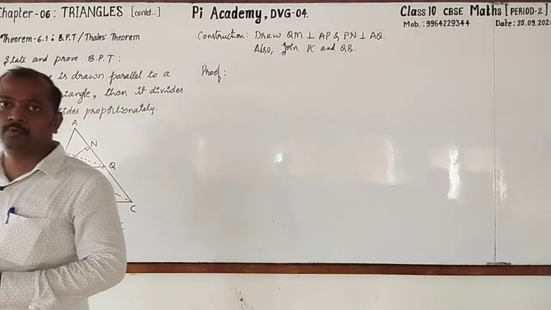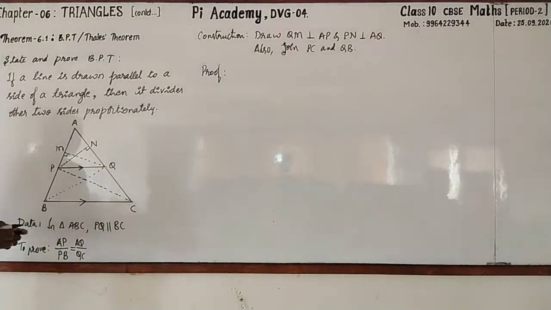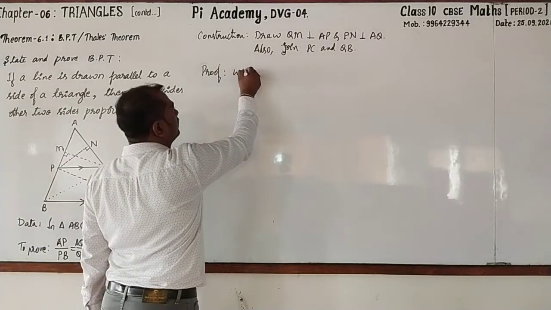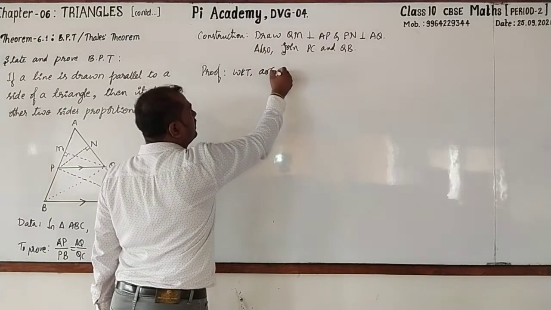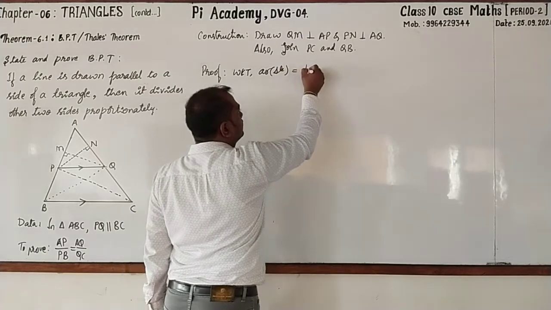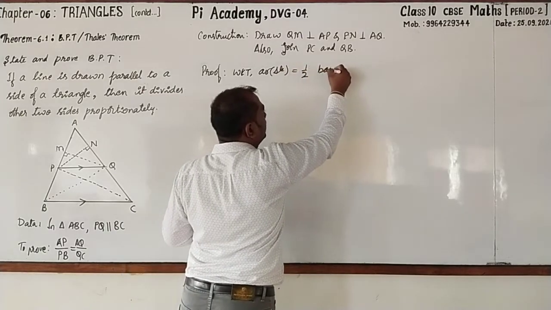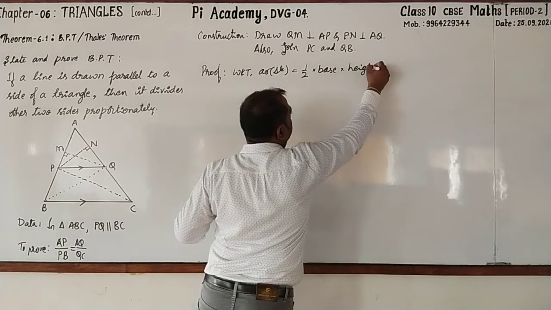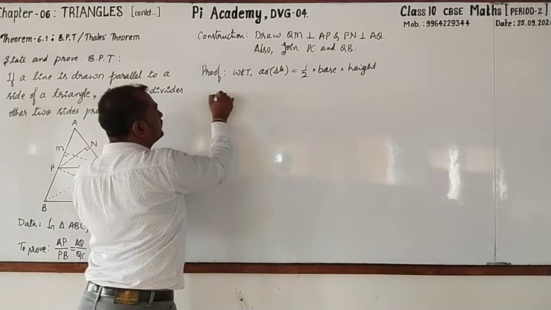Now, the next step is prove. How do you go for proving this? Very simple. I told you, we want to get these sides AP and PB, AQ and QC. Hence, I go for using area of triangle. What is area of triangle? Area of triangle is half into base into height. Now, let's go for using this.